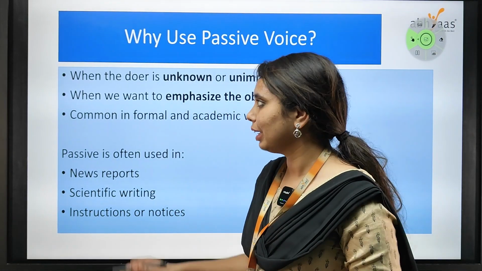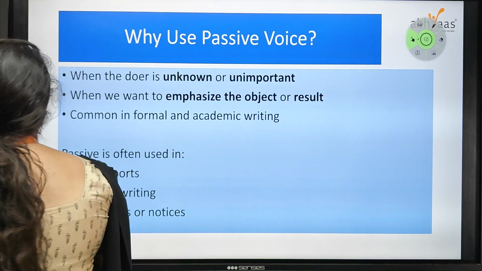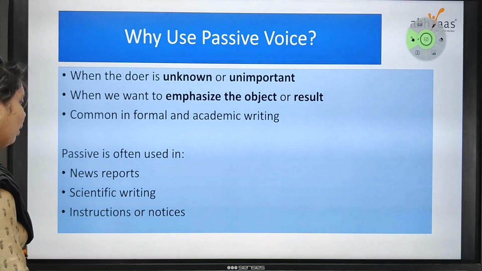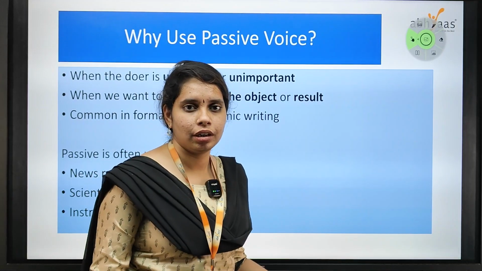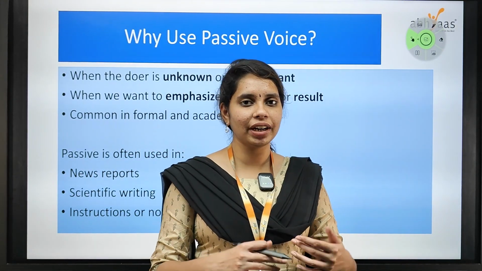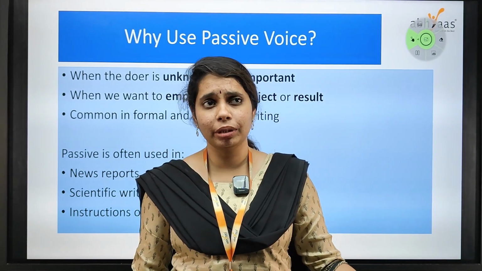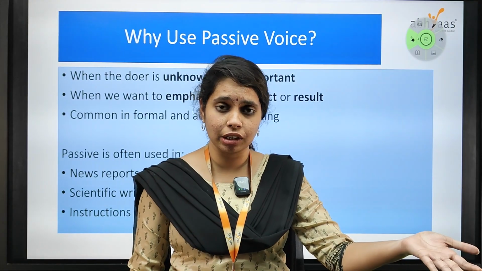We can only have one. But there are some reasons for this passive voice. When the doer is unknown or unimportant, for example, he got admitted in the hospital. We don't know who admitted him. Someone admitted him in the hospital. Don't know who admitted him, so you can just say he got admitted in the hospital.